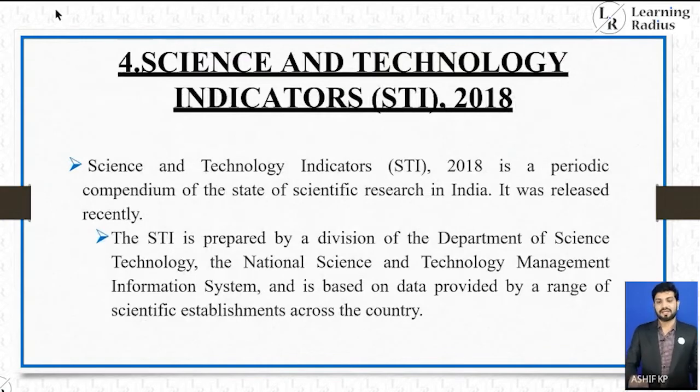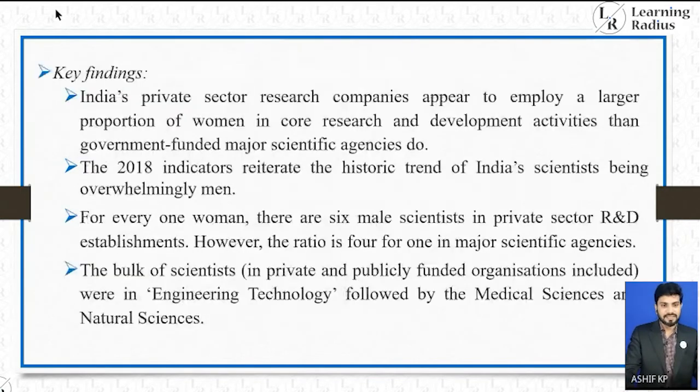So Science and Technology Indicators is a periodic compendium of the state of scientific research in India. It was released recently. Now it is clearly conveying a new trend in science and technology as far as the presence of males and females is concerned.